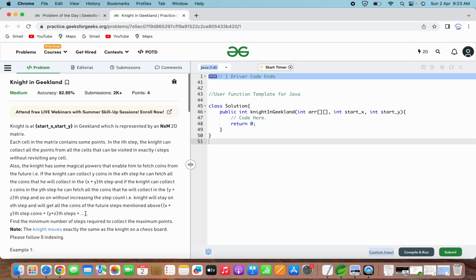So here we need to find the minimum number of steps required to collect the maximum points. In the note, it has been given that the knight moves exactly the same as the knight of a chessboard, which follows zero indexing. So some link is given here. Let me try to open it.